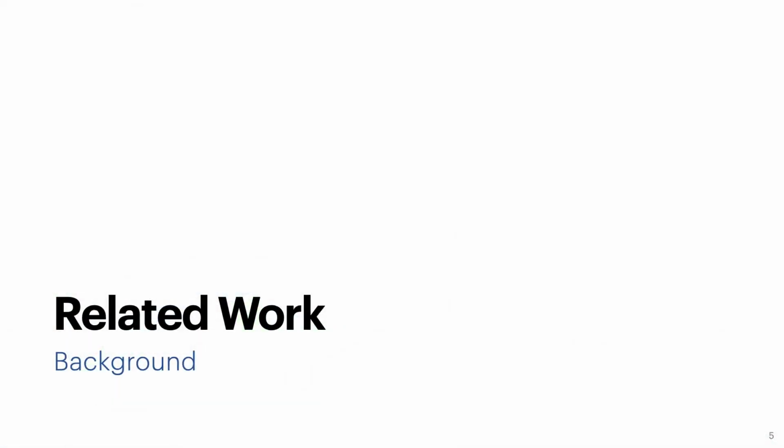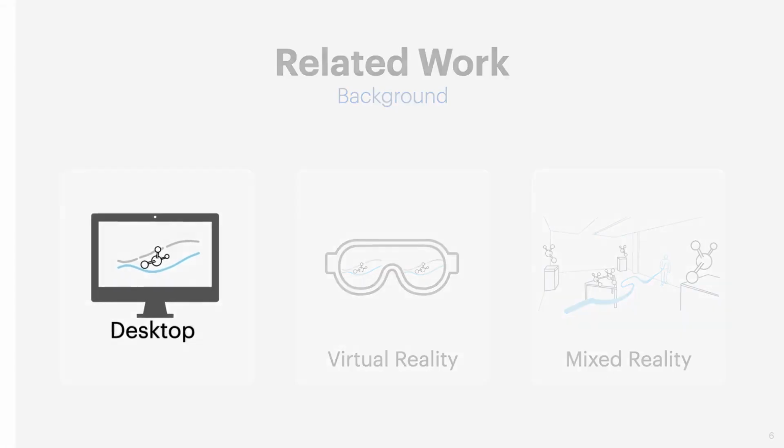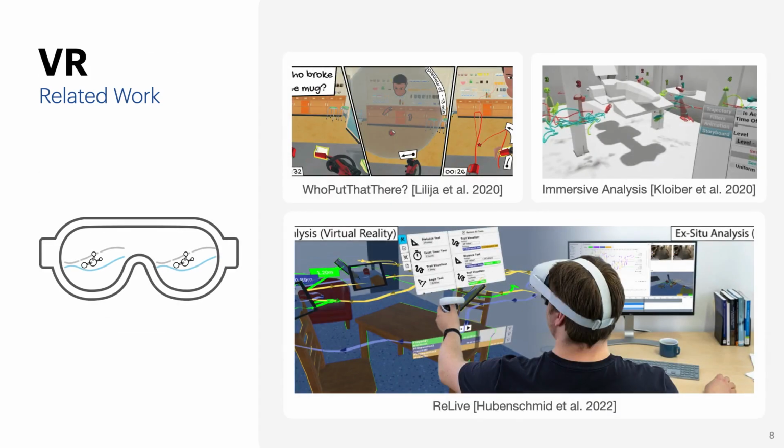Movement data, or spatial temporal data in general, is highly complex by nature. Existing works have already illustrated some visualization techniques to support this process. For instance, ex-situ systems on traditional desktop setups have been proposed for understanding how people interact with, for instance, public displays in Eagle View or public spaces in Social Spatial Comfort. More recently, virtual reality has been utilized to enhance the analysis process, for instance, to analyze video game replays in Who Put That There or analyze user studies in real life.